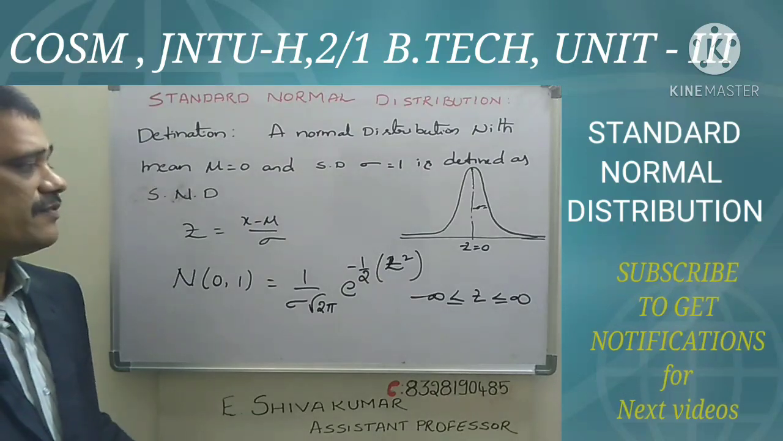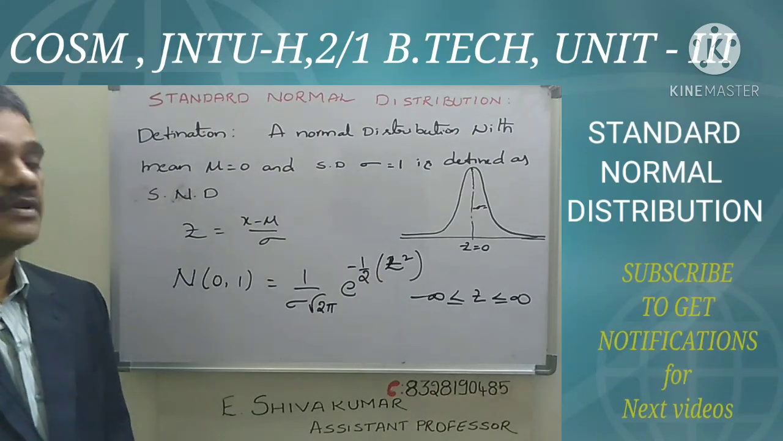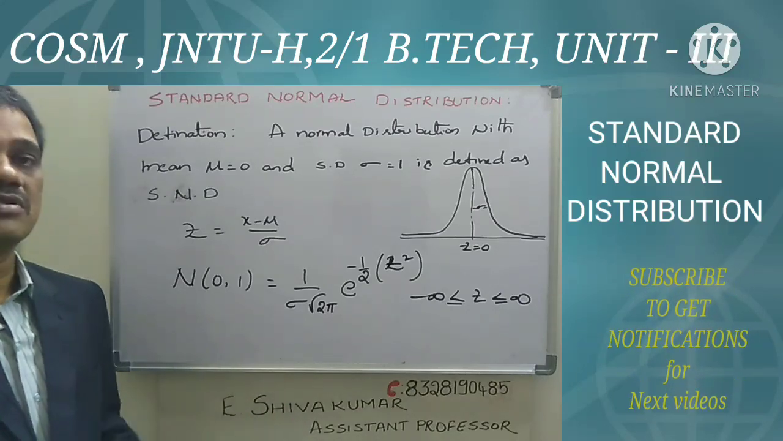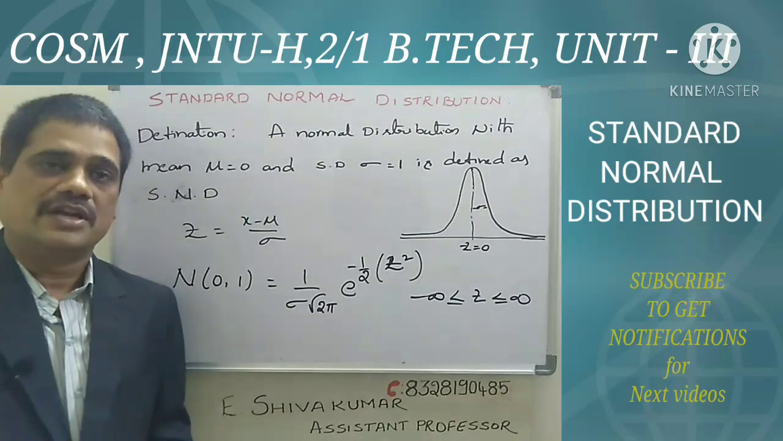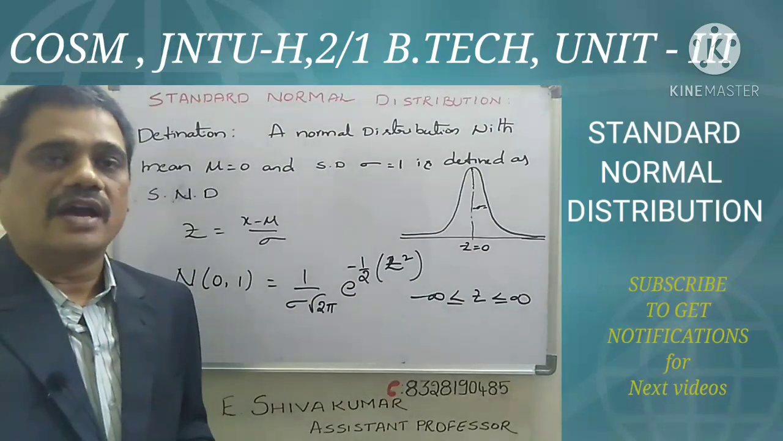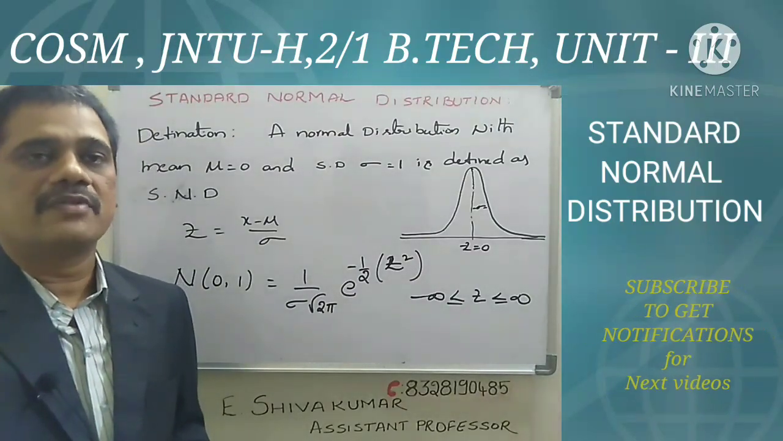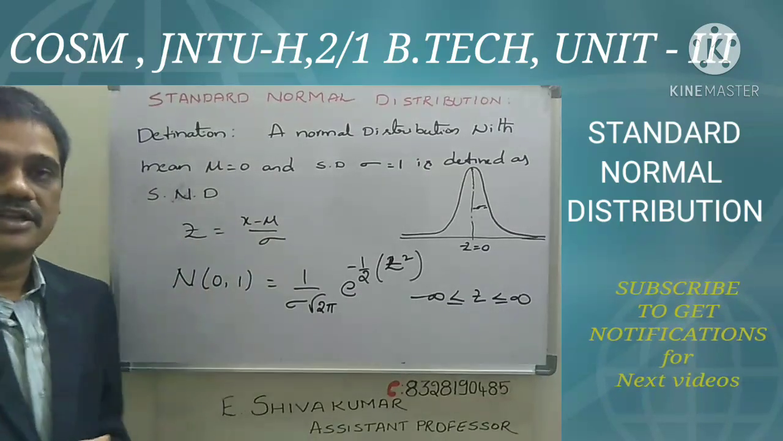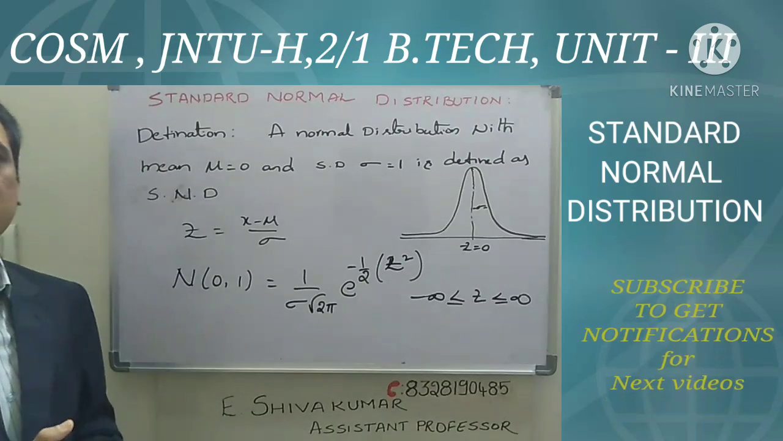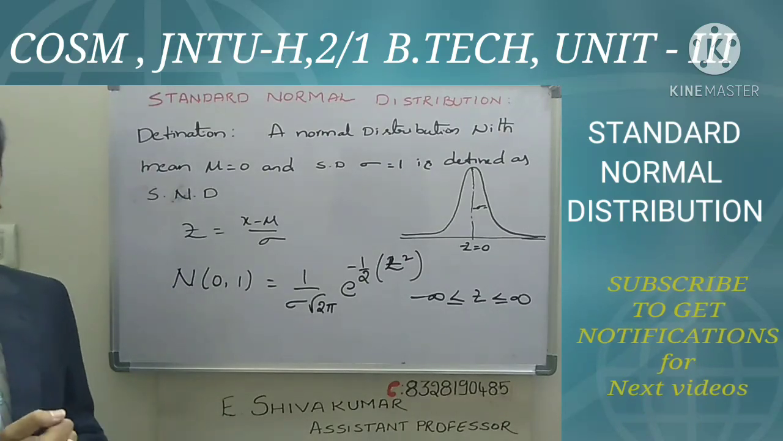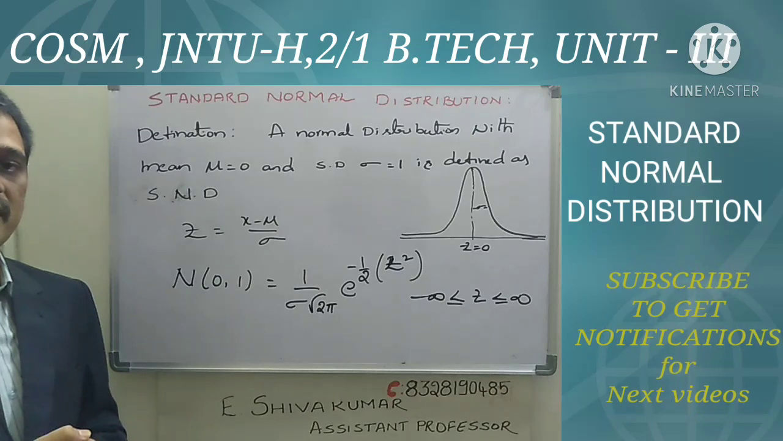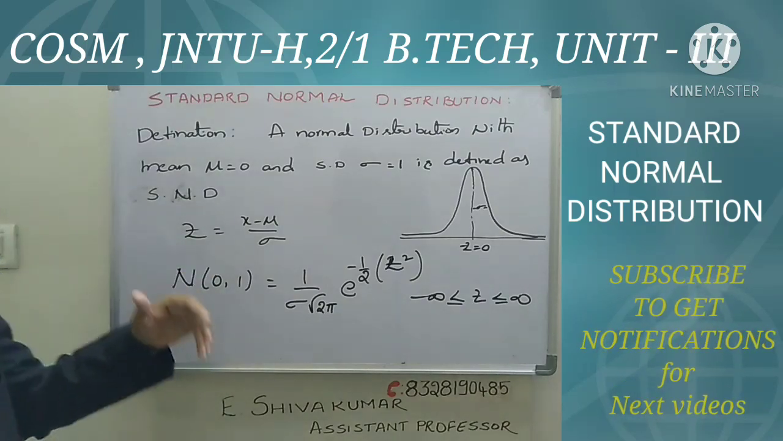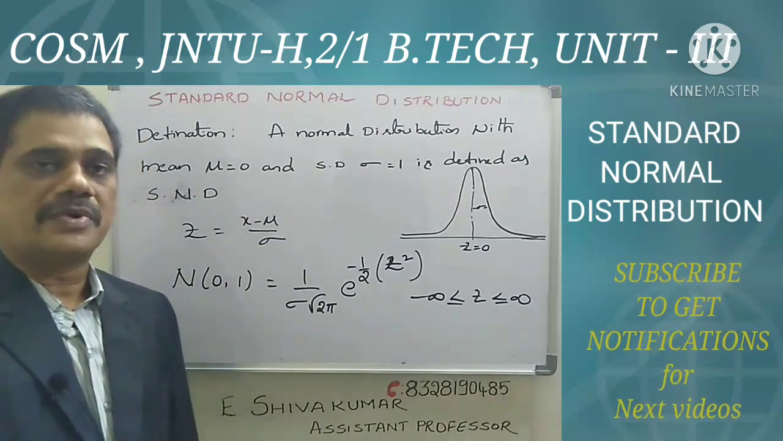So all the normal distribution problems we can transform into the standard normal distribution. Then we will solve the problems with the help of the table. The table is prepared for the standard normal variate, that is z. So every time you have to convert into the standard normal variate, then solve the problem. This is a very important concept you have to remember.